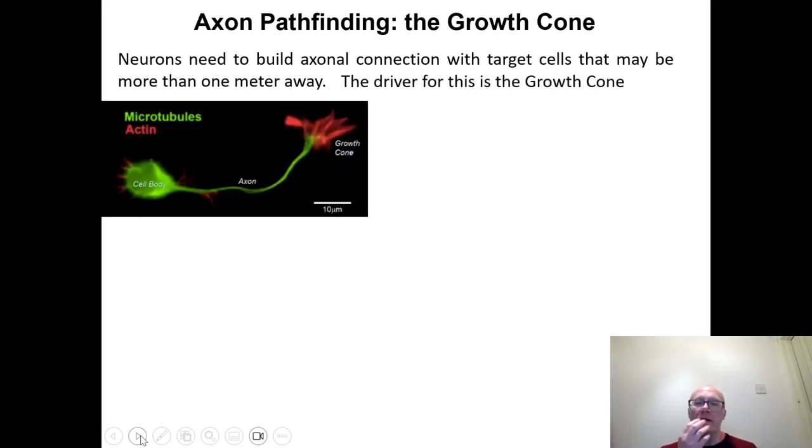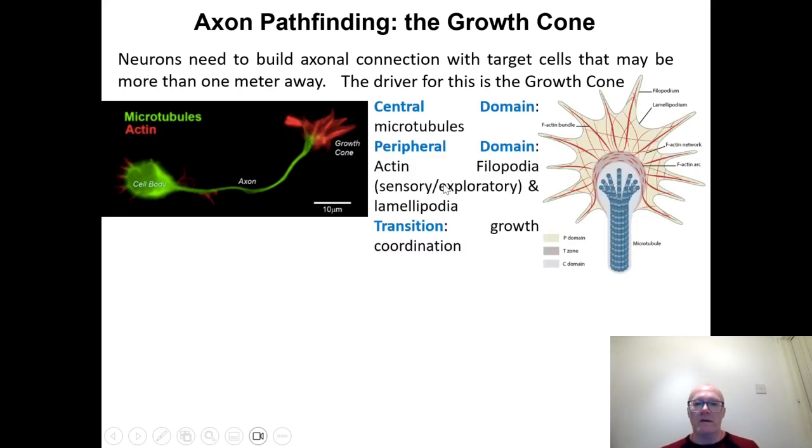So all this growing of the axon is driven by a structure which is called the growth cone. You can see here in this picture the body of the neuron and the axon that is growing, and at the end of the axon you have this growth cone structure. Here in this cartoon you have a representation of the growth cone.